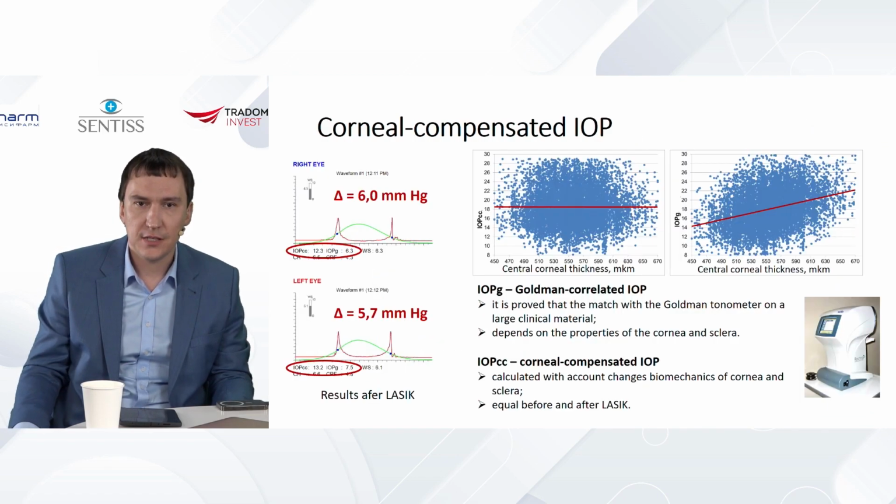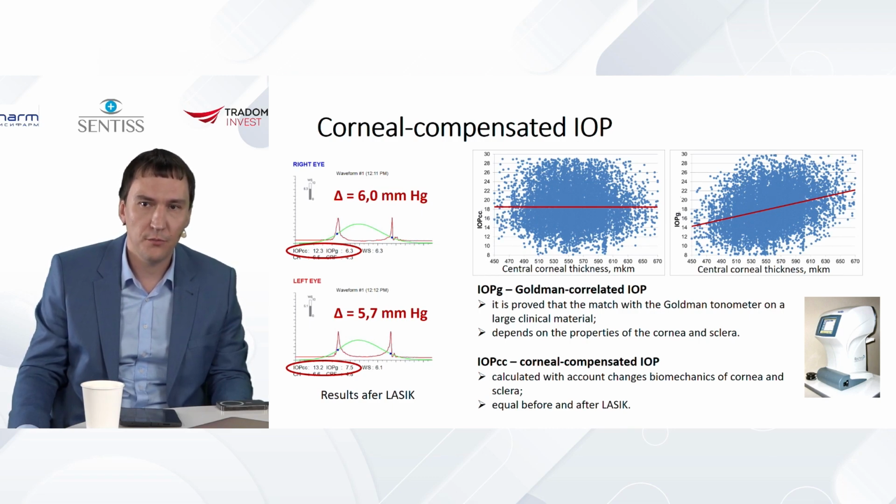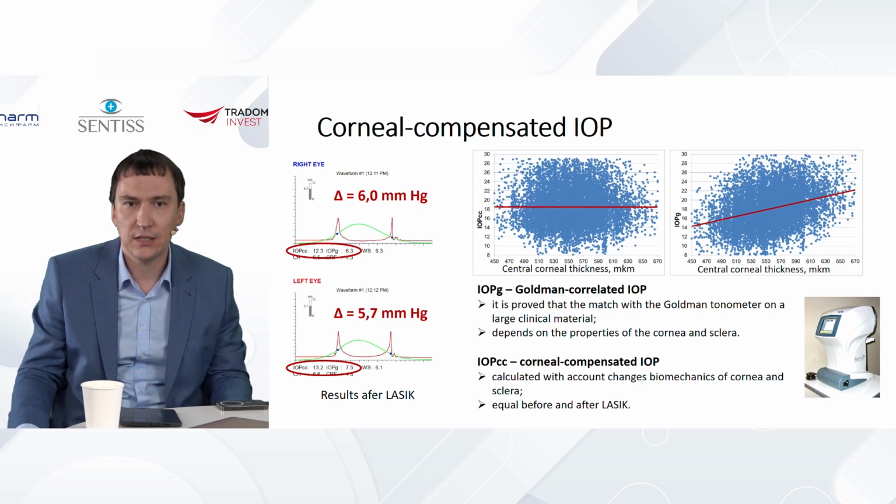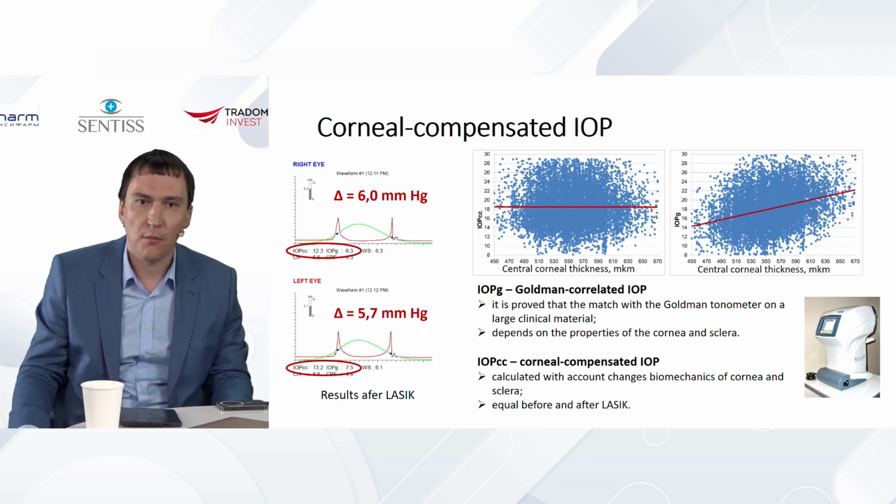So measurement of corneal compensated IOP is a very interesting method. Here we have parameters that minimize the biomechanical specificity of one specific eye, and this is very useful. What we get here could be really serious. So this is a clinical case of a patient after refractive surgery where there is 6 millimeters of mercury, and that's the difference between the results.